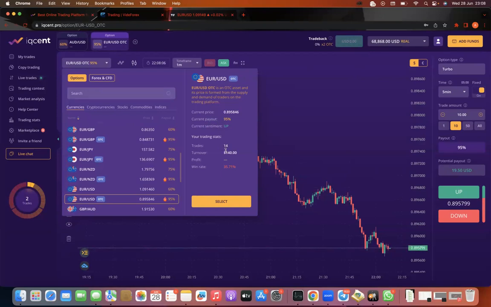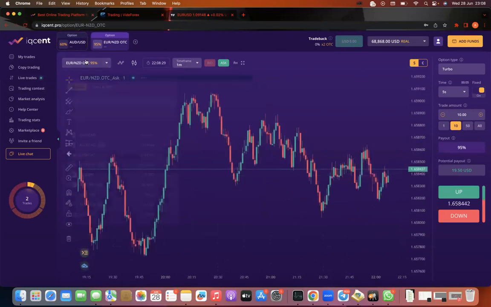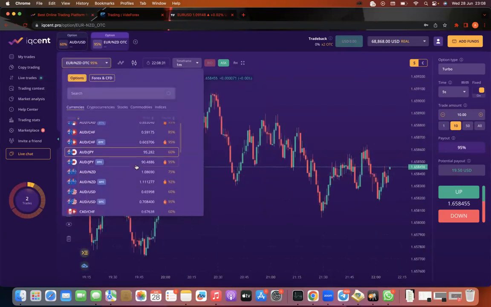So you can see I've taken 14 trades on this particular OTC. That has not actually been my best, and my profit is nil. I lost $140 on this particular OTC, at 5%. But that's basically it. If I want to select, I just click on select here, and that's going to select it. If I want to change to UNZD, just tap on it. That is basically it.